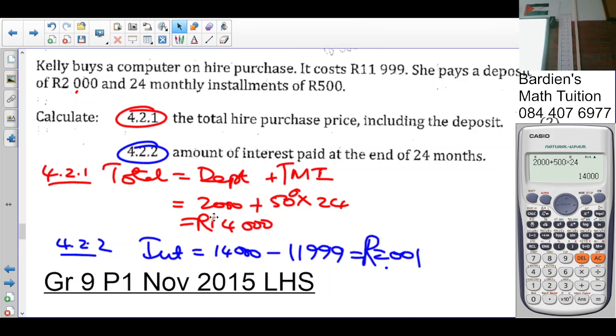Why would somebody need to pay extra? It's the interest there. But why would somebody opt to pay more? Because Kelly couldn't afford buying the computer cash. Okay, that's why we take things on hire purchase.